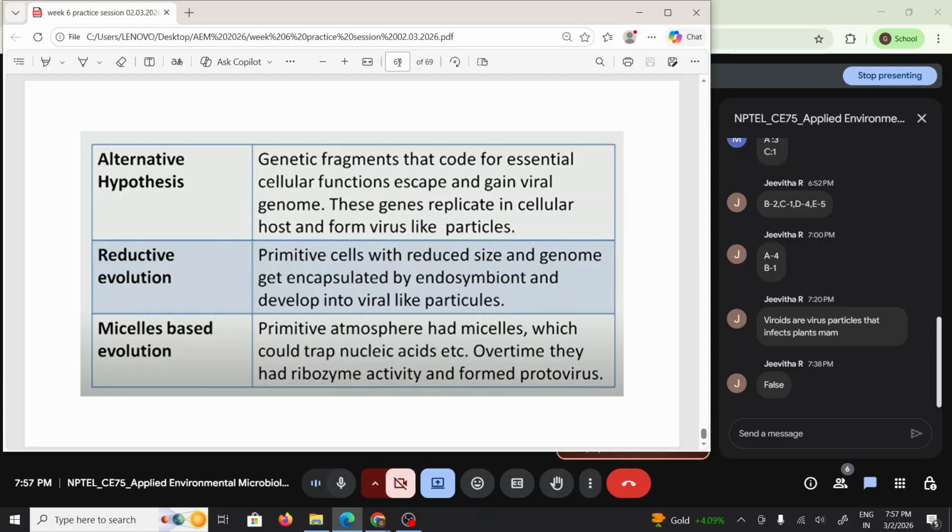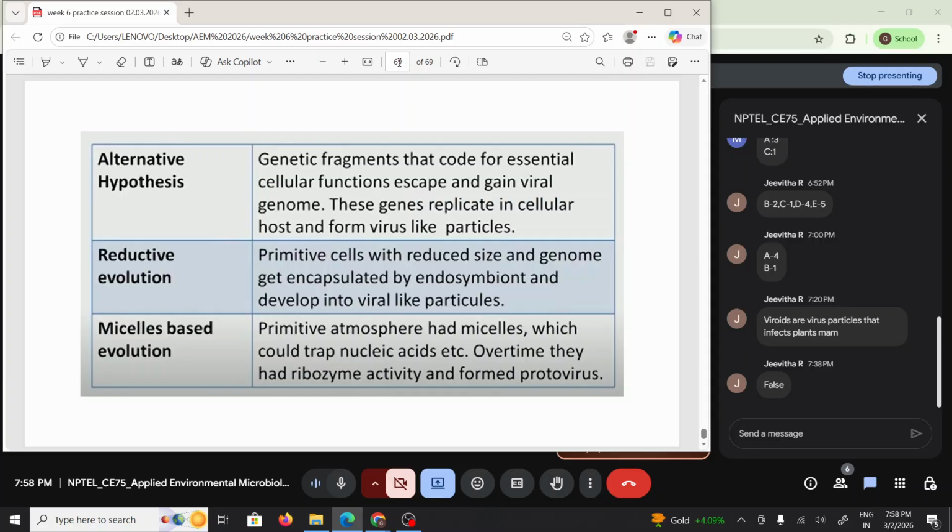And in reductive evolution hypothesis, they talk about primitive cells with reduced size and genome getting encapsulated by endosymbiont and developing into virus-like particles. There are primitive cells, they get encapsulated by endosymbiont. I think you might have heard about this endosymbiosis theory where some organisms are encapsulated by another organism and both together start functioning and the other becomes like an organelle, something of that sort. That is the reductive evolution hypothesis.